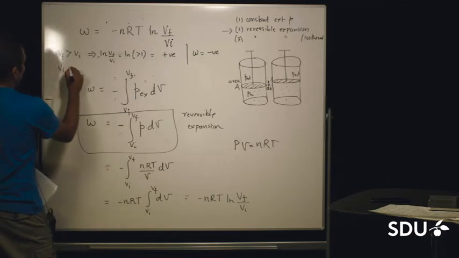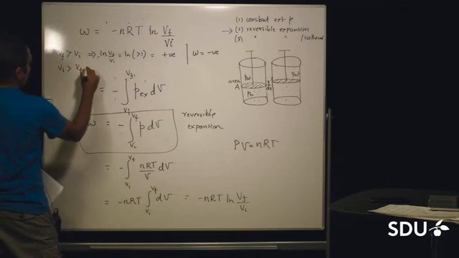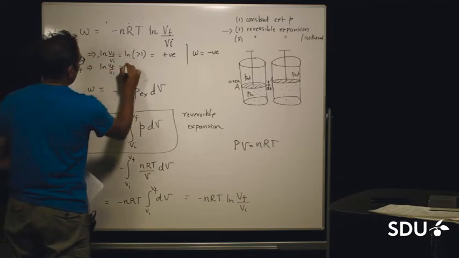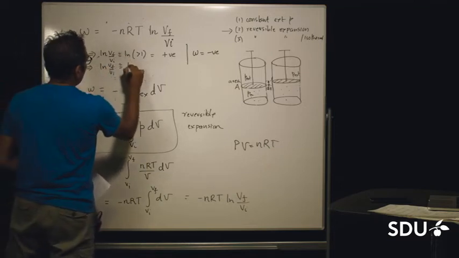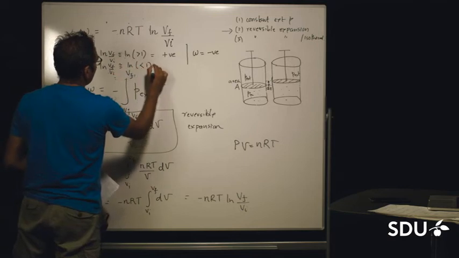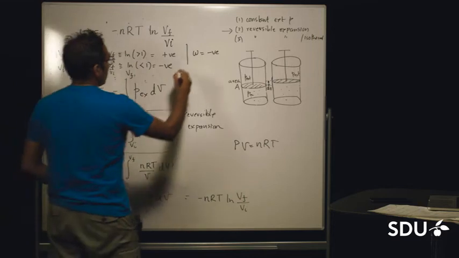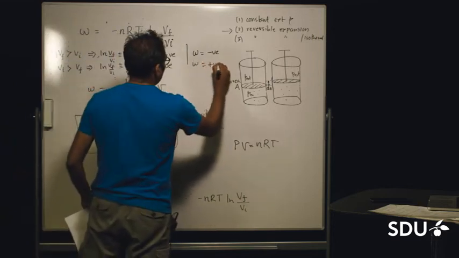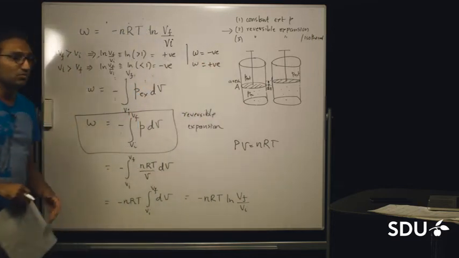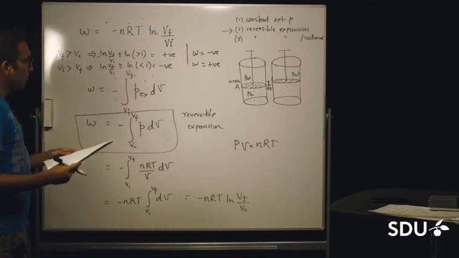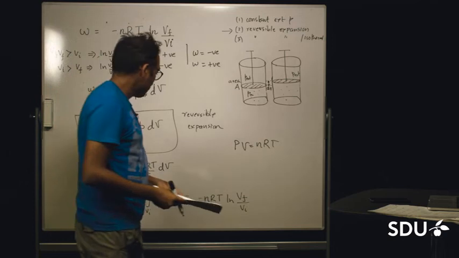In that case, the initial volume is greater than the final volume since the gas is compressing, which means that log of Vf by Vi is equal to the log of a number less than 1, which is a negative number, which means that the work is positive. So the work done by the system is negative and the work done on the system is positive. So these are the 3 different types of work.